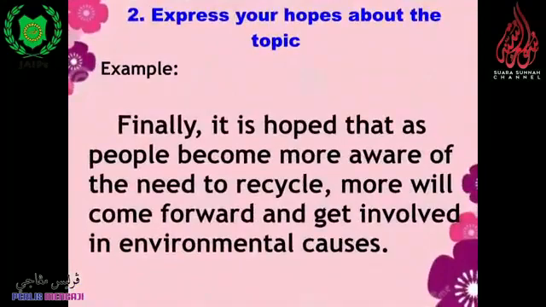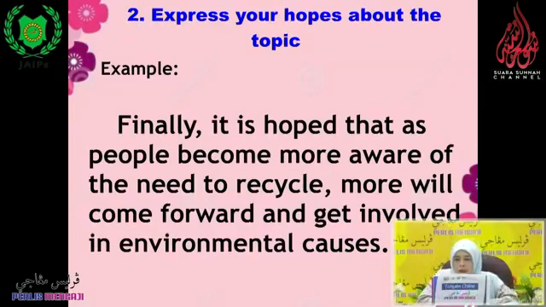Next, express your hopes about the topic. Look at the example. How can you express your hopes? Finally, it is hoped that as people become more aware of the need to recycle, more will come forward and get involved in environmental causes. So you express your hopes. What is your hope? That people become more aware of the need to recycle, more will come forward and get involved in environmental causes.